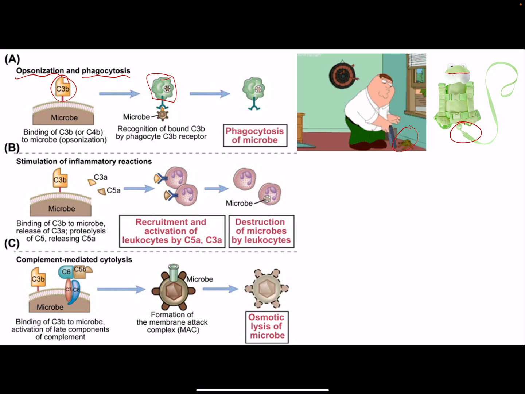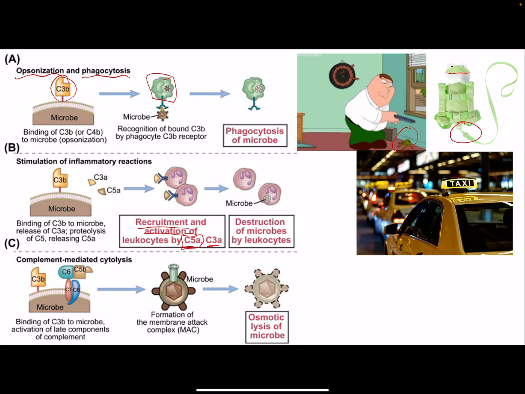Another one is that we can cause recruitment and activation of leukocytes. C5a and C3a are going to play a role here. C5a, we've already seen, plays a role in chemotaxis. And here's our taxi. I think of taxi. It's just going to help the neutrophils hone in specifically to the site of infection.